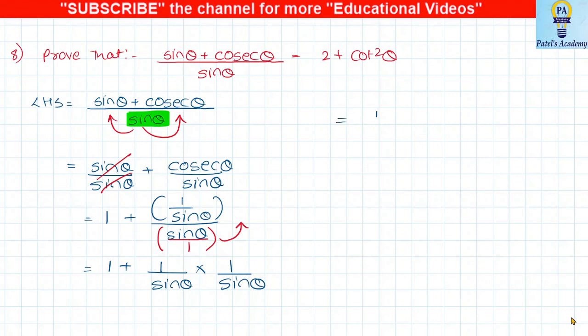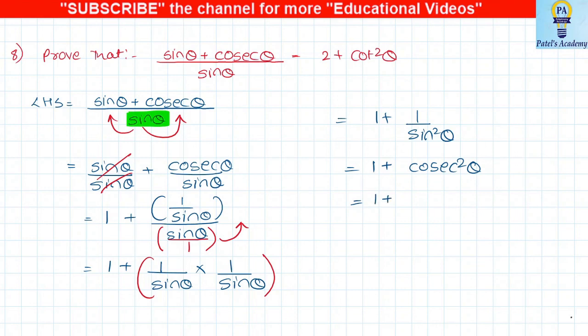So now what we get? 1 plus, see the previous step, it is 1 upon sine into 1 upon sine, so that is nothing but 1 upon sine square theta. 1 plus as it is. Now 1 upon sine is nothing but cosec, so this will be cosec square theta. Okay, now we get 1 plus.